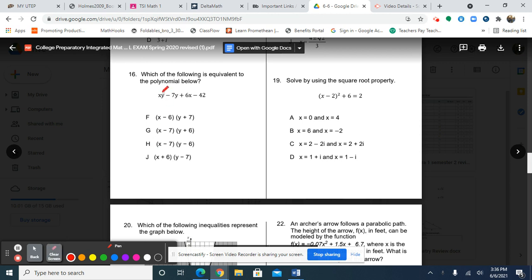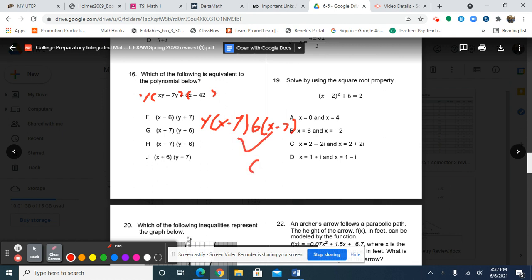Okay, so with this number 16, we're gonna factor this out. And we're gonna do this by grouping these two things together. Now, we can actually factor out a y from there. We're left with a y and then x minus 7 inside. And then from the other side, we can factor out a 6, and we're left with x minus 7.